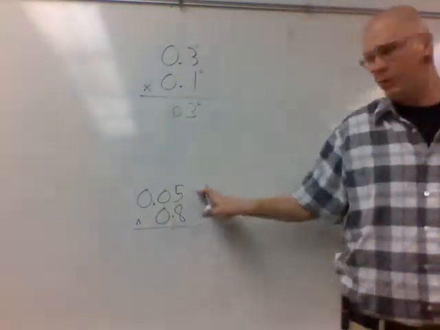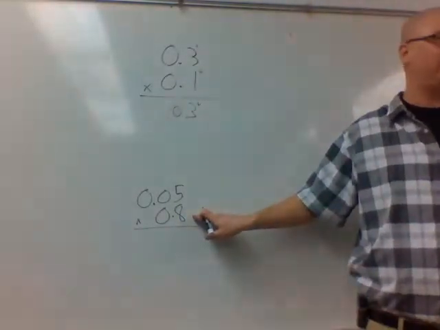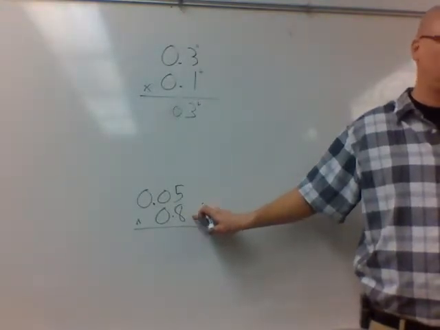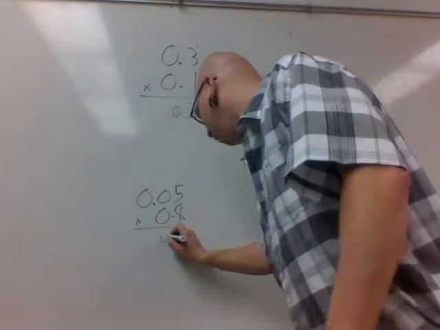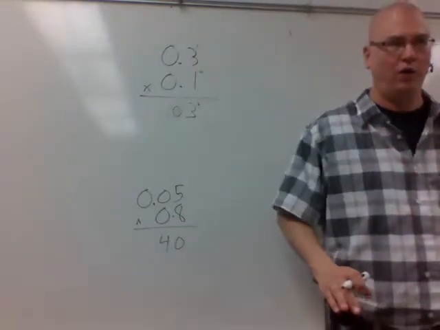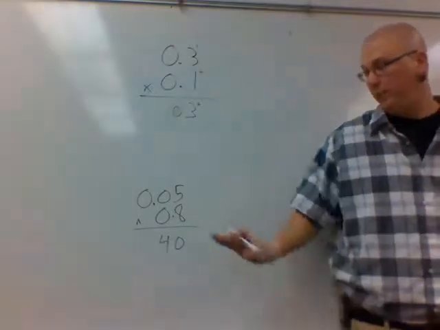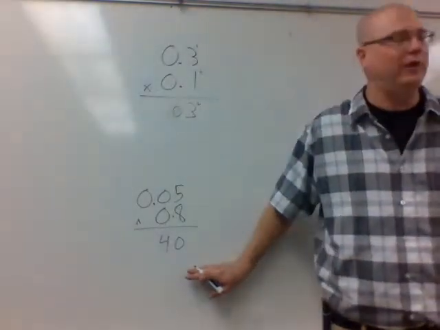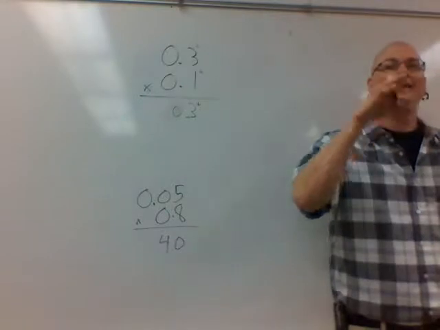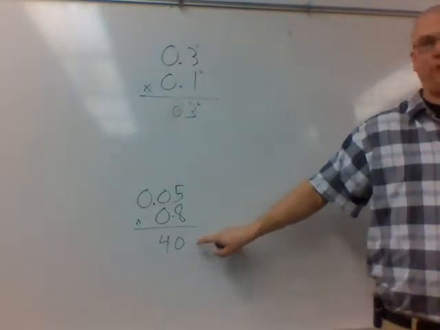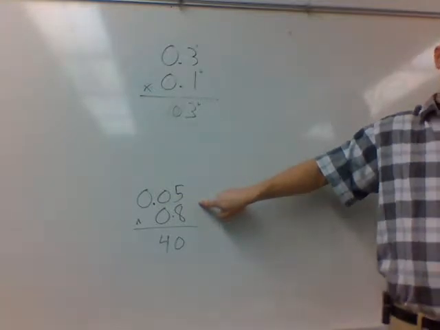Now let's check out this one. 5/100 times 8/10. What's 5 times 8? 40. Always. No matter what, no matter when, no matter how, 5 times 8 is always 40, no matter their place. Their value is different because of their place. But 5 times 8 is always going to equal 40. How many decimal place values do we need in this answer based on our question?